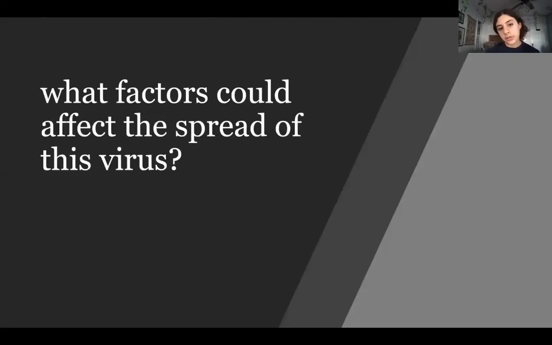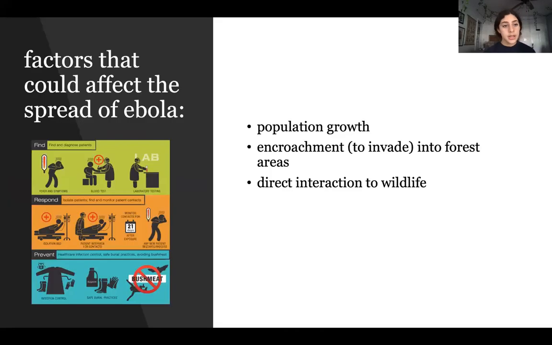So what factors could affect the spread of this virus? Population growth, encroachment, which means to invade into forest areas, and direct interaction with wildlife. On the side, I put a little picture of ways you can find someone who has it, ways you can respond to someone who has it, and ways you can prevent someone from getting it.